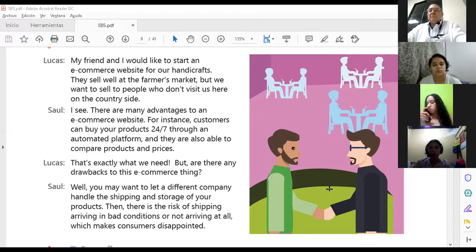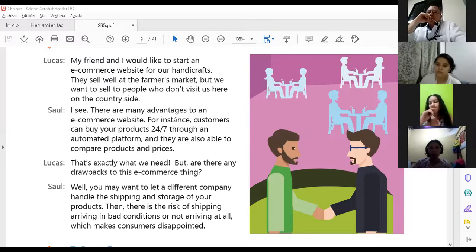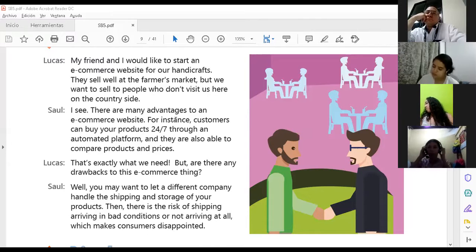Okay, guys. So, good. Any new vocabulary there? All clear? For instance, in this case, it's like for example. So, for instance, customers can buy, in this case, is a synonym of for example. Now, one of the things that you're going to need the most, guys, is vocabulary. How many times have you been asked to say something and you think, I don't know how to say that? Vocabulary. So let's go ahead and pause, guys.